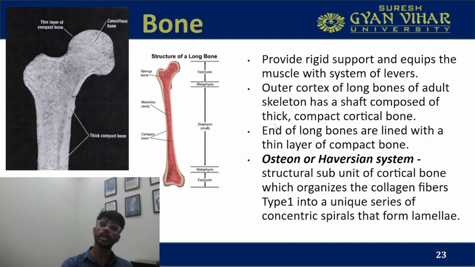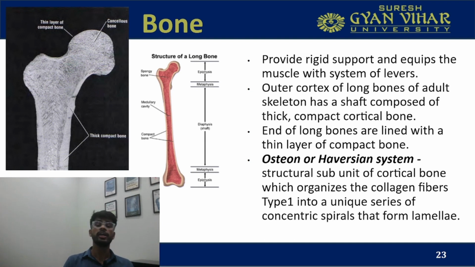So actually there are two types of bone. We call them compact bone or cortical bone, and cancellous bone or spongy bone. Spongy bone is present at the inside of the bone, and cortical bone is present at the outer periphery of the bones. Also, this compact bone is present at the end of these long bones, and these are the parts of the long bone: epiphysis, this is the middle portion metaphysis, this is diaphysis, this is again metaphysis and epiphysis.